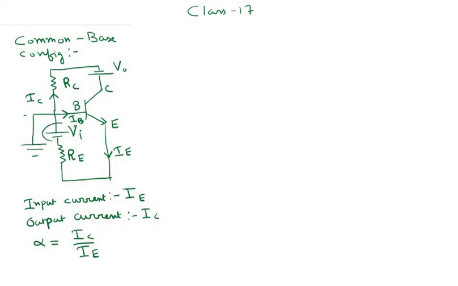So the input voltage source is providing the input current, which is the emitter current in this case. Similarly, output current is the current which actually passes through the output voltage source. I would not say output voltage source, but output current is basically the current that this voltage V0 actually provides. So the current IC passes through this voltage source V0, and this is the output current in this case. And alpha equal to IC divided by IE is the common base current gain, the parameter of importance in this case.